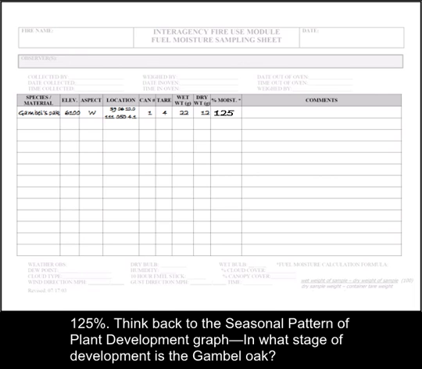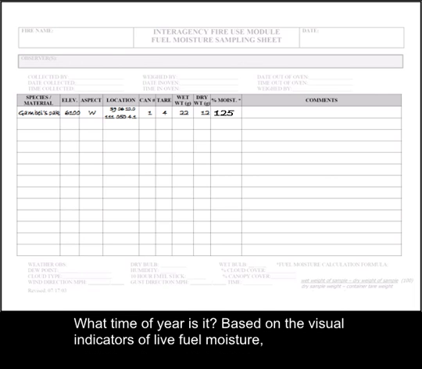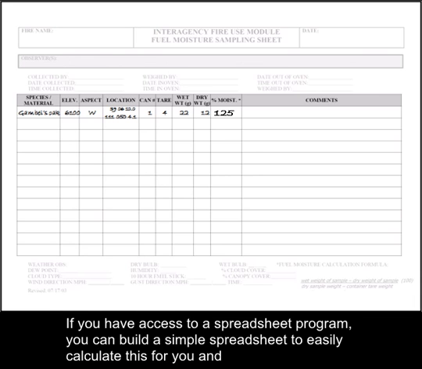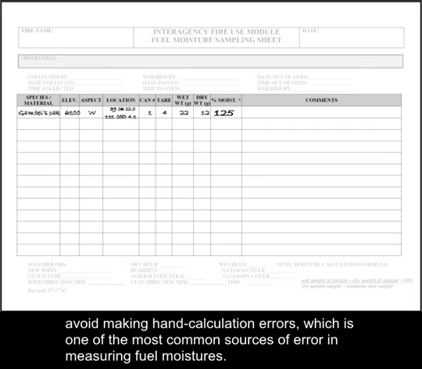Think back to the seasonal pattern of plant development graph. In what stage of development is the Gamble oak? What time of year is it? Based on the visual indicators of live fuel moisture, what would you expect the leaves of the Gamble oak shrub to look like? If you have access to a spreadsheet program, you can build a simple spreadsheet to easily calculate this for you, and avoid making hand calculation errors, which is one of the most common sources of error in measuring fuel moistures.